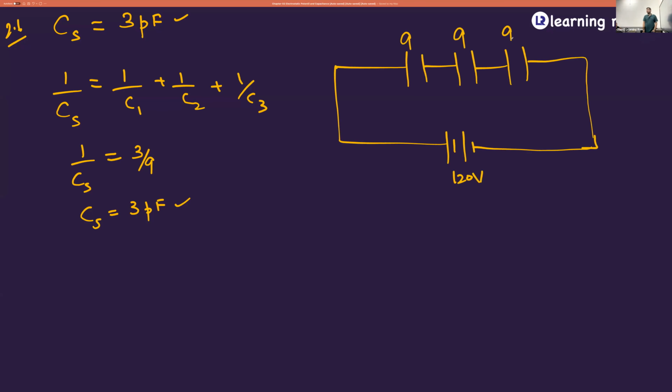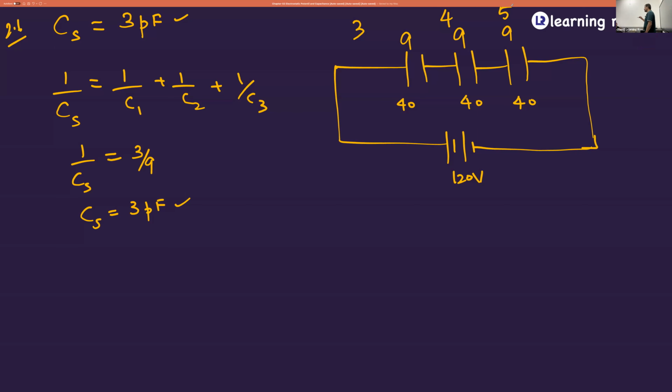Right. Suppose I change this question in such a way that this is 3, 4, and 5. So 3 picofarad, 4 picofarad, and 5 picofarad. Then how are you going to calculate the potential across each? In series, the charge will be the same. So first, what should I do? How will I calculate the charge? You cannot do it as 120 by 3.